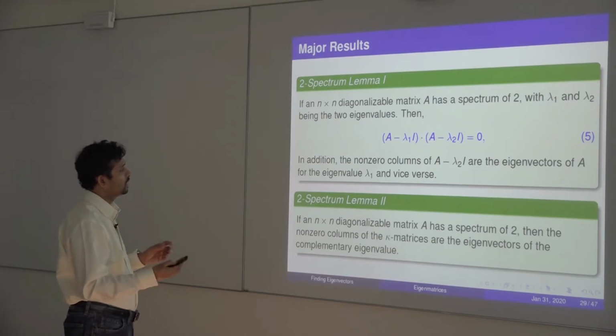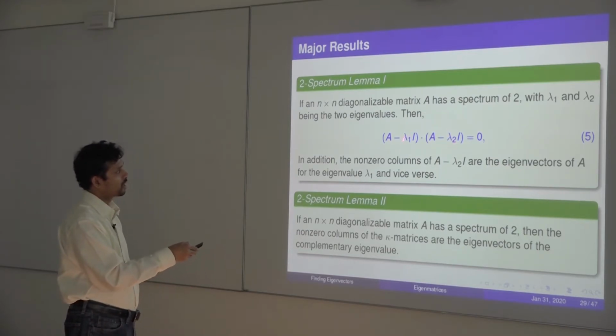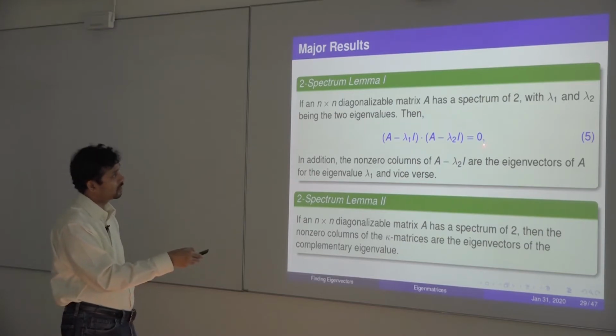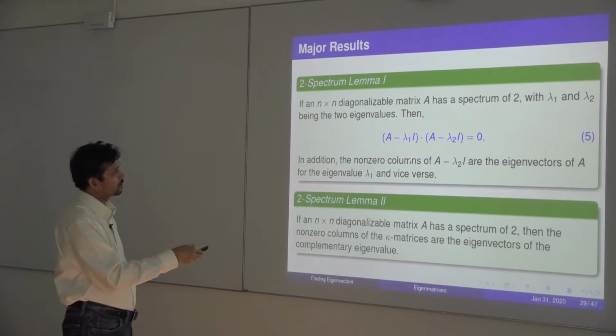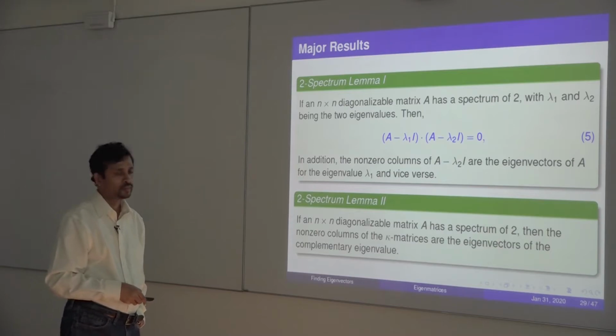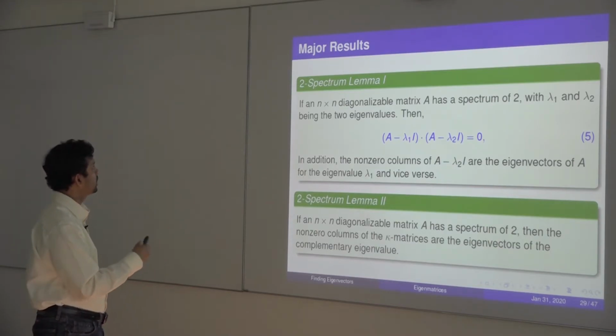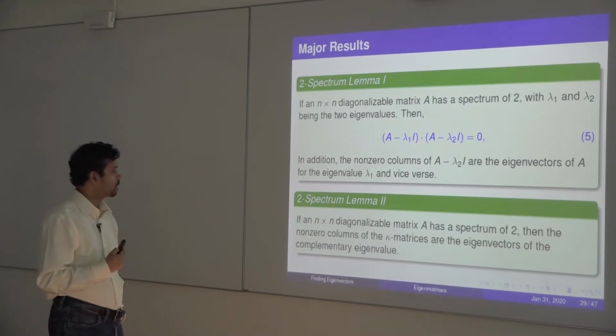And then to see the other way around, switch the two. You can put lambda 2 here, lambda 1 there, and when you multiply vectors of this one with that, you still get 0. That means the non-zero columns of that are eigenvectors of lambda 2. So that was the idea behind it, and that's the major result. We call this the two-spectrum lemma.